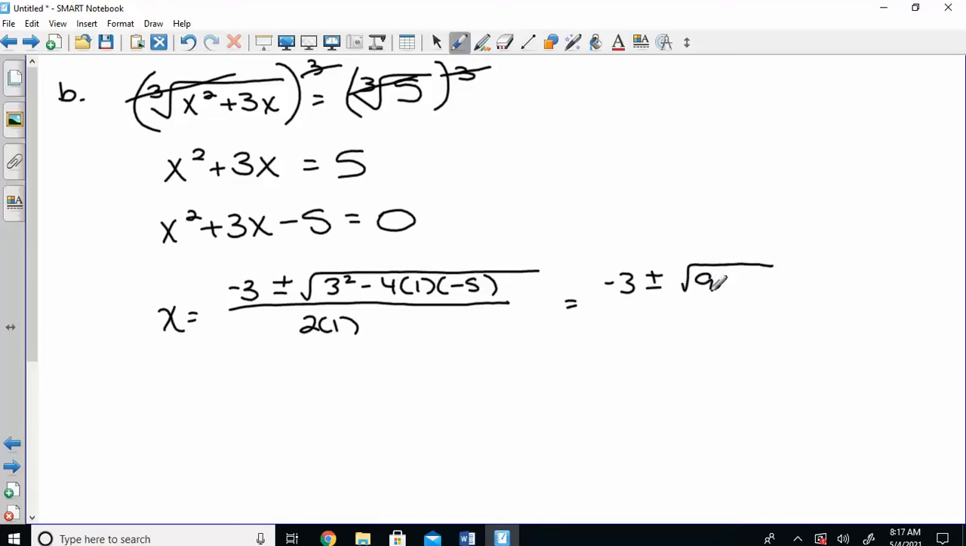We get negative 3 plus and minus the square root of 29, over 2. Technically, you should check these. You could always put those in your calculator and get a decimal and then just plug in the decimal. For the sake of time, I am not going to do that right now because I trust that you guys can plug something in on your calculator, but both of these do check out.